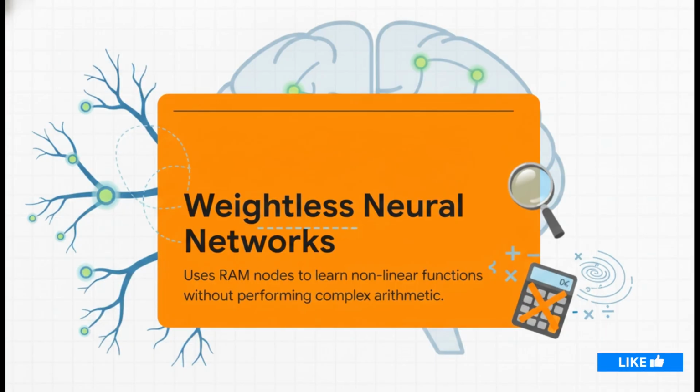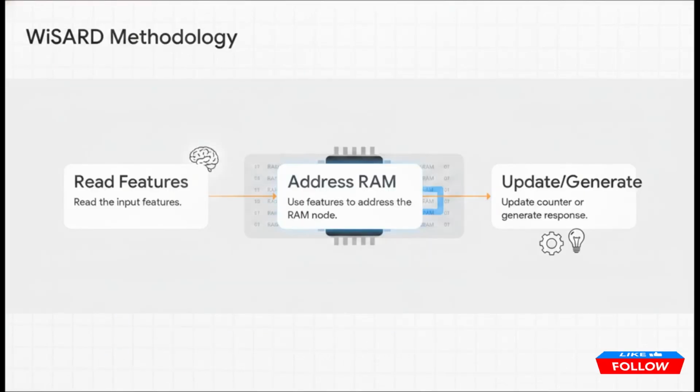So instead of doing complex calculus to adjust weights, a WNN uses RAM nodes. Think of these as essentially simple memory lookup tables. This means the model can learn highly complex, nonlinear functions from its inputs without doing a single heavy arithmetic operation. Literally, it just looks up a value in a table. How cool is that? The specific model the researchers adapted here is called WiSARD, which stands for Wilkie, Stoneham, and Aleksander's Recognition Device. Fun fact, it was actually the first weightless neural network to achieve commercial success years ago.